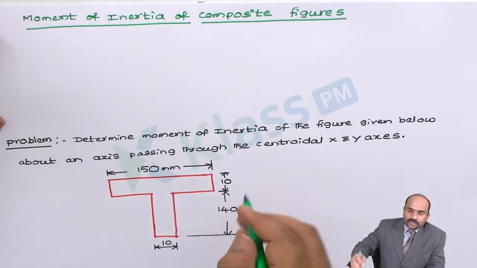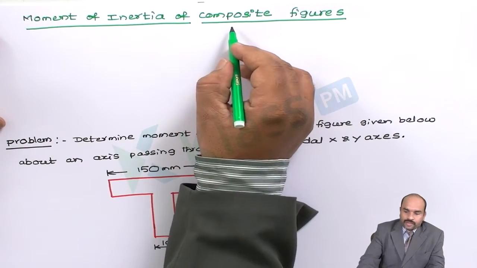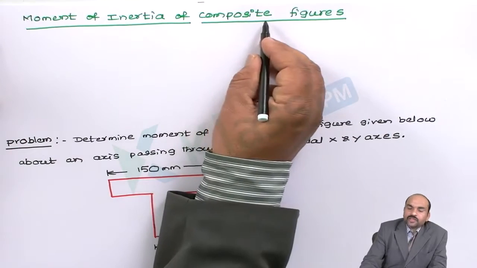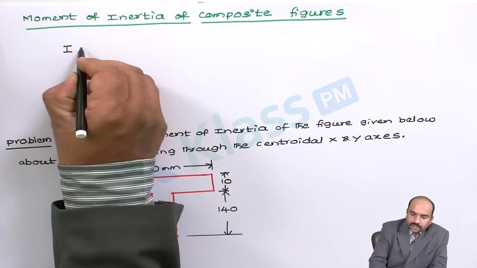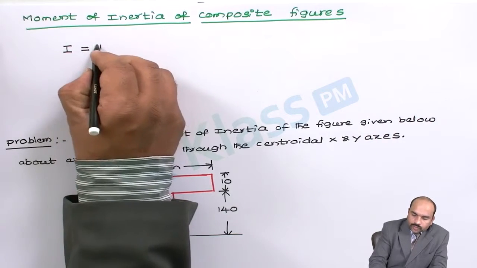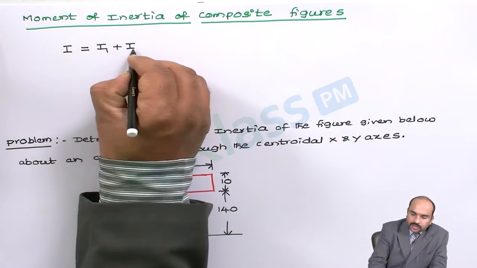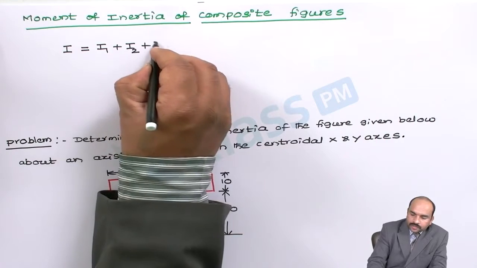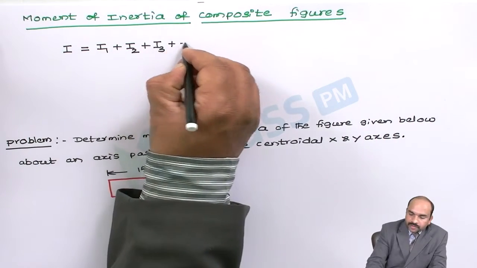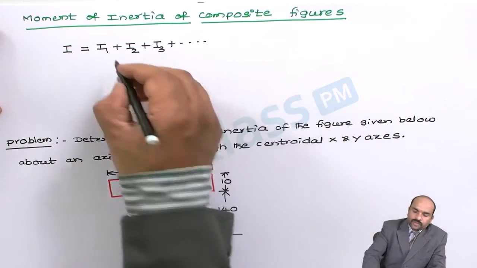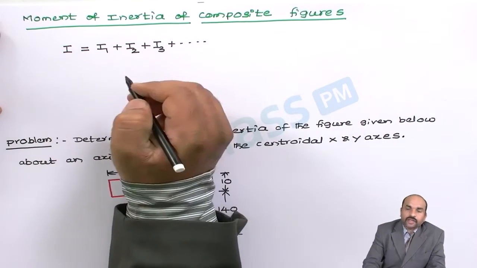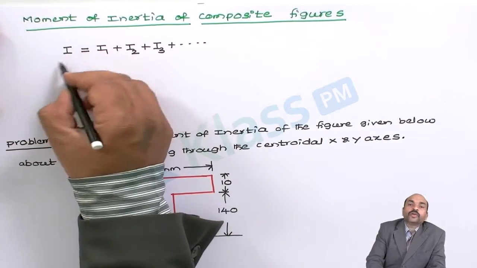Now let us discuss moment of inertia of composite figures. The formula is I equals I1 plus I2 plus I3 and so on. This means we have to add the moment of inertia of all the composite figures, then we will get the total moment of inertia.